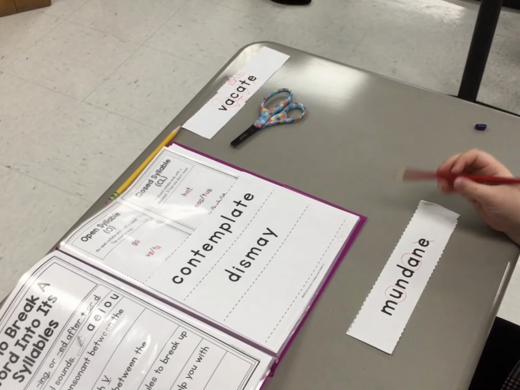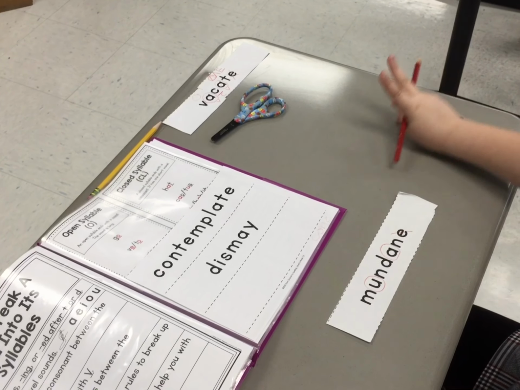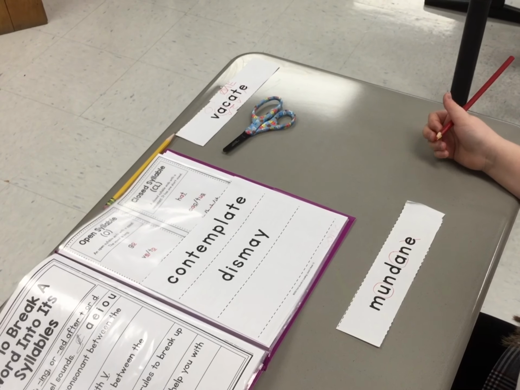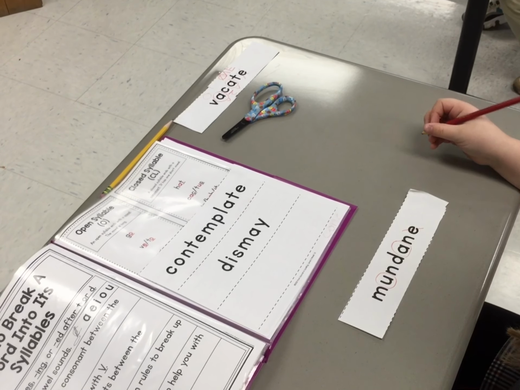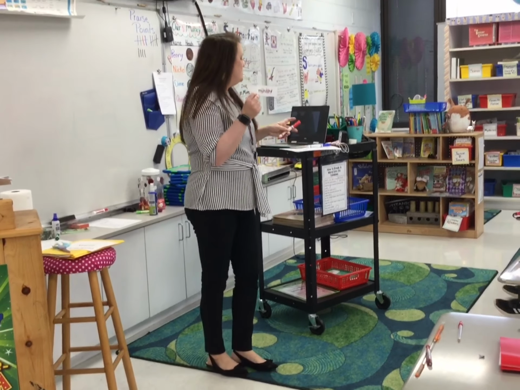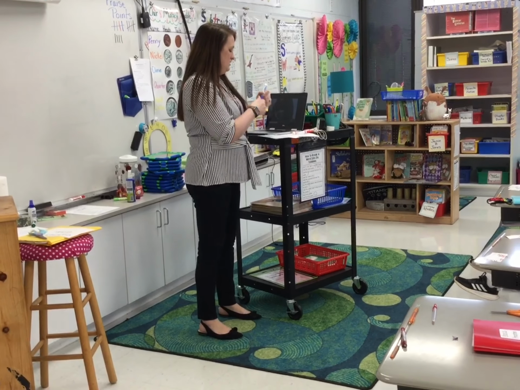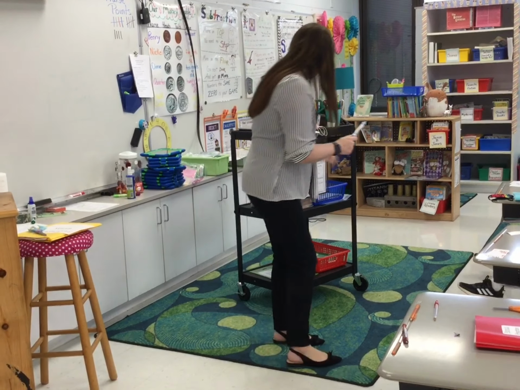So, how many vowels are in this word? Two. Okay. Now, after I have my vowels circled, I've crossed out my magic E because it's not making a sound. It's not making a vowel sound. I'm not going to circle it. What do I do next? Zania. Label the vowels with V.